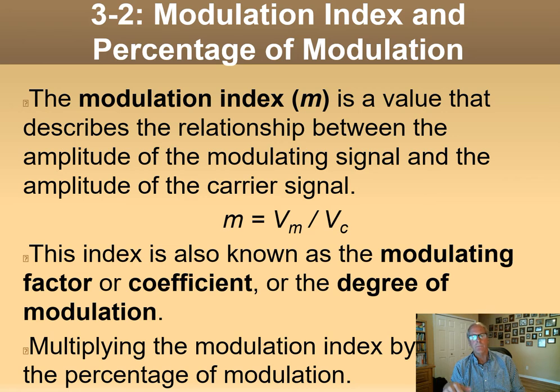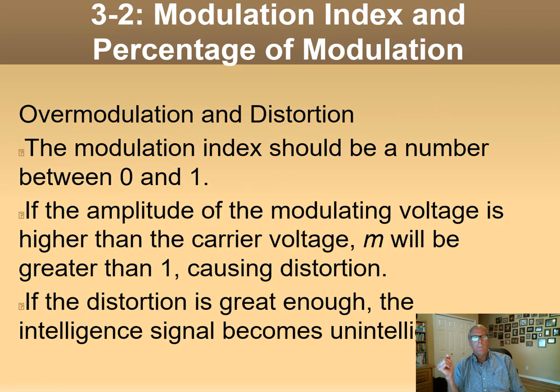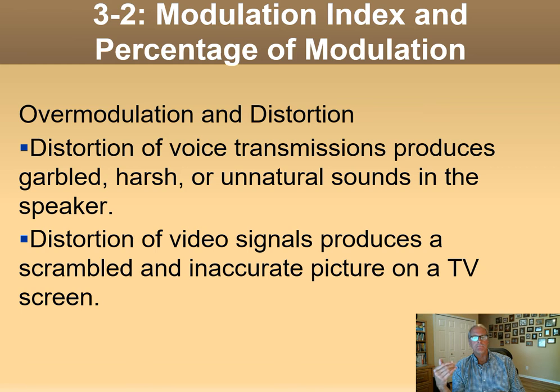We can also bring up the bottom end of that a little bit through some dynamic range compression. So there's always some sort of a compressor limiter on the microphone or the audio feed into the modulator in real practice, okay? So once again, it will cause distortion if it's greater than 1. It's garbled or unnatural sounds in the speaker, or distortion of video signals. So you won't be able to see your TV signal if you're using AM for TV.